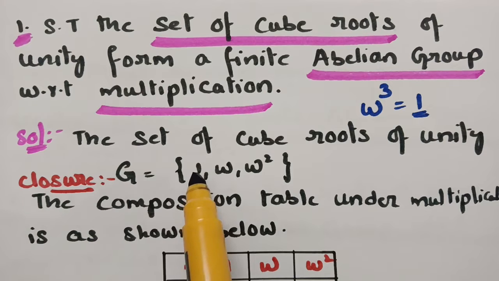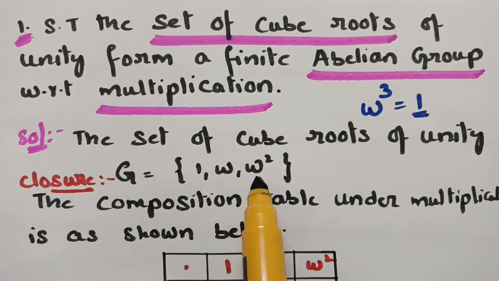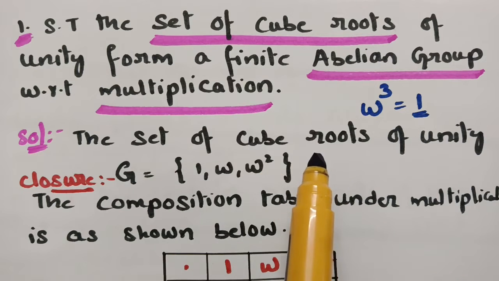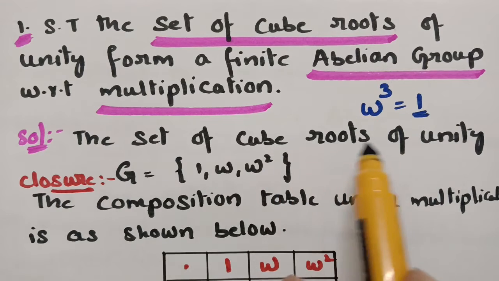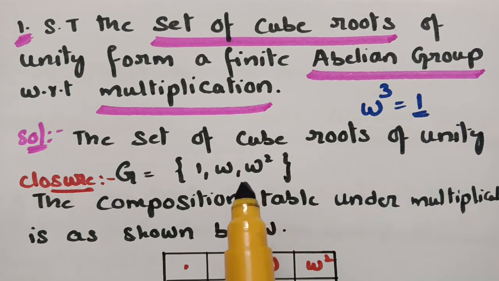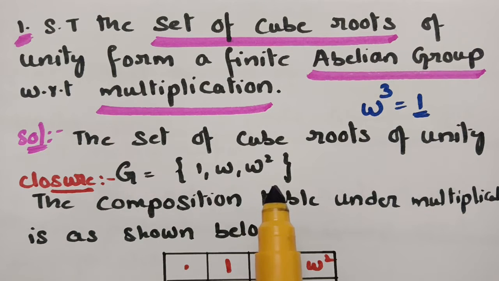So if you put cube for 1, 1 cube is 1, omega cube is 1, and omega square whole cube is also 1. So these elements I have taken in a set, and G is the cube roots of unity, and we have to show that this set is an abelian group. In order to show it's an abelian group, we have to show 5 properties. One is closure, associativity, identity, inverse and commutative law. So if it holds all the 5 properties, then we say that it is a commutative group or an abelian group. Now I am going to show all the 5 properties.